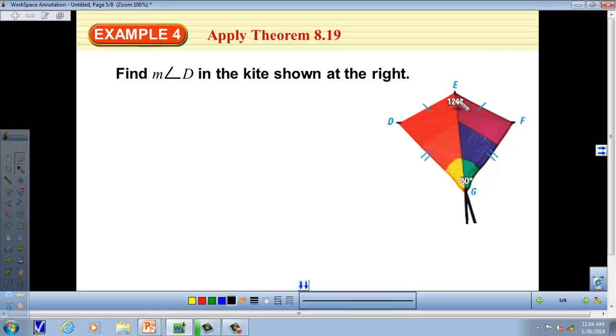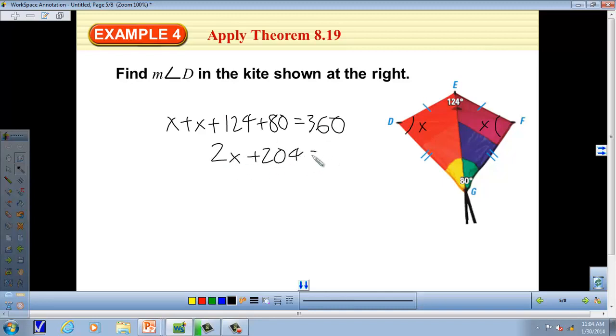Now, if you notice, E and G are not congruent. Therefore, that means angle D and angle F are congruent. So if we call these both X, we know that the sum of all four of those equals 360. So we can say X plus X plus 124 plus 80 equals 360. And then we can say 2X plus 204 equals 360. Combining like terms, those two add up to 204.